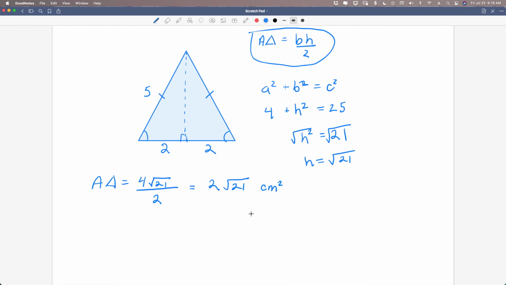And that's pretty straightforward if you understand how an isosceles triangle, the properties of an isosceles triangle, how it is set up, and what the values are.